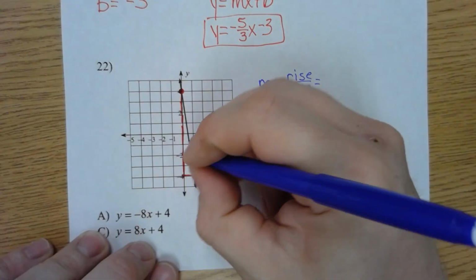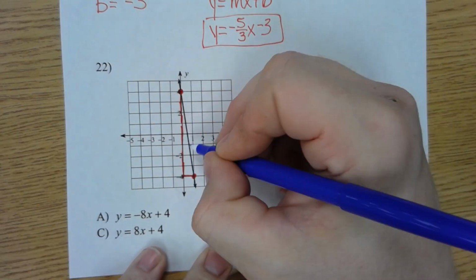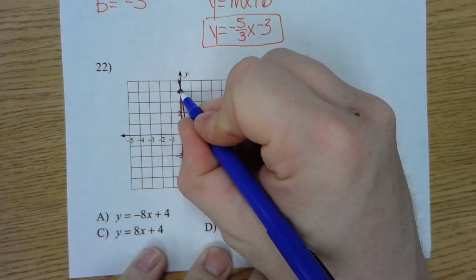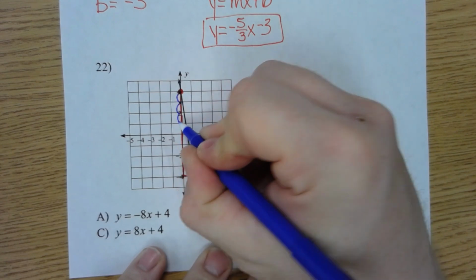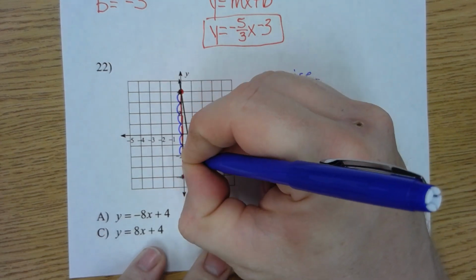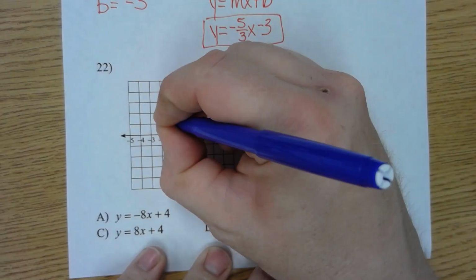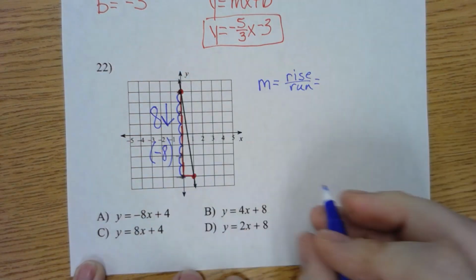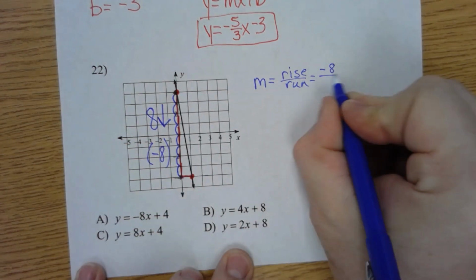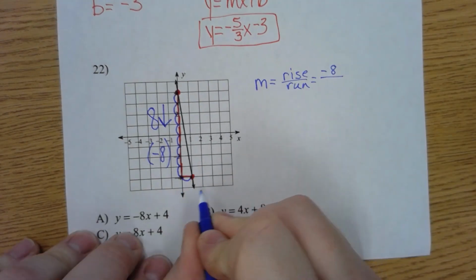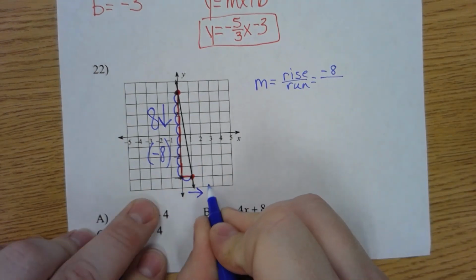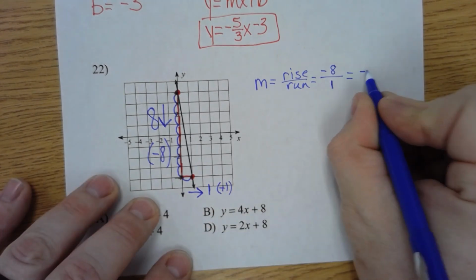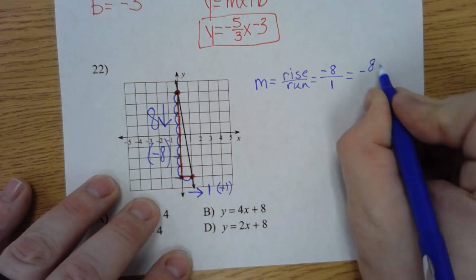So rise. Actually, remember, rise does not have to necessarily mean going up. It means going up or down. So we're going to start at this point, which means we're going to go down. 1, 2, 3, 4, 5, 6, 7, 8. So down 8, which means it's a negative 8. And then we run 1 to the right, which means it's going to be a positive 1. Which again, if we simplify that, it's negative 8 over 1.